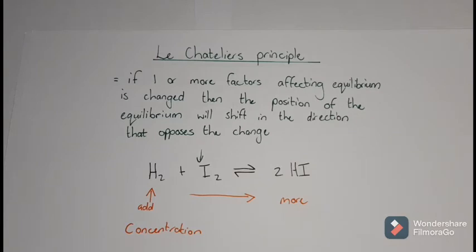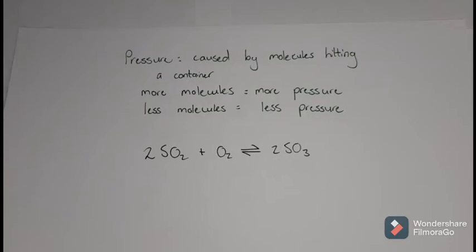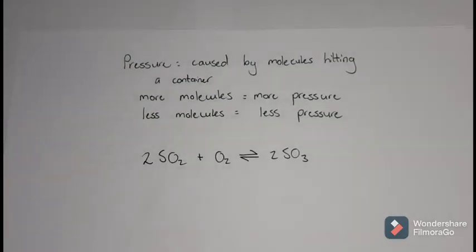So if we look at the other factors, the next one would be pressure. So now pressure is always caused by molecules hitting the sides of a container. So now the more molecules that I have, the more they're going to bounce up and down on the sides of the container, and that means that there's going to be more pressure. If I have fewer molecules, that means there's less things bouncing on the sides, so there will be less pressure.